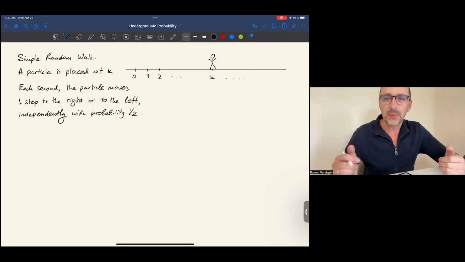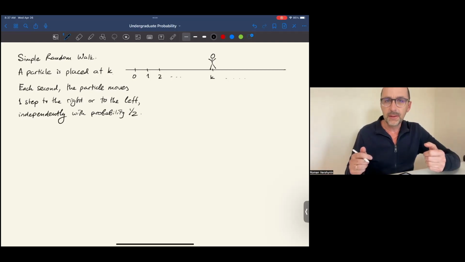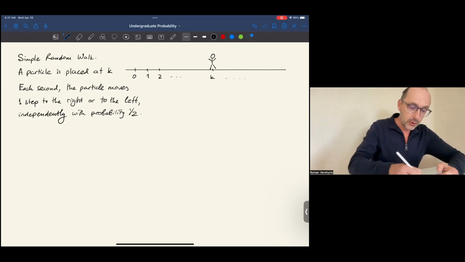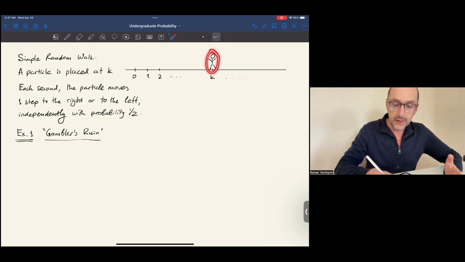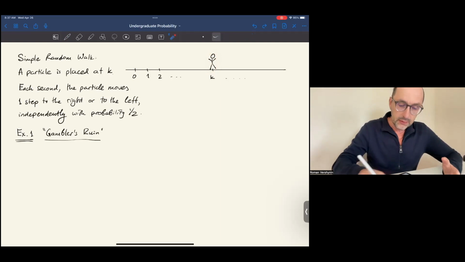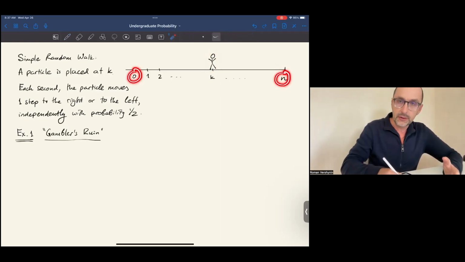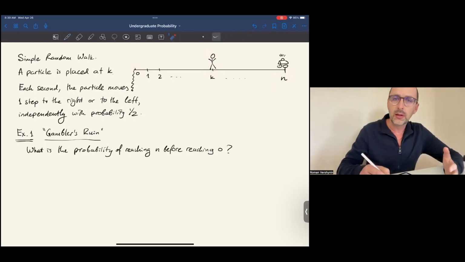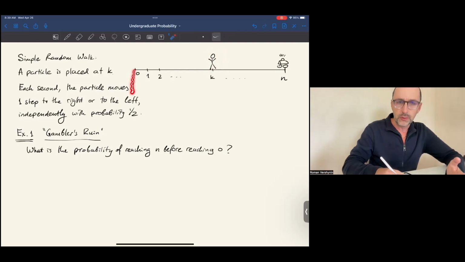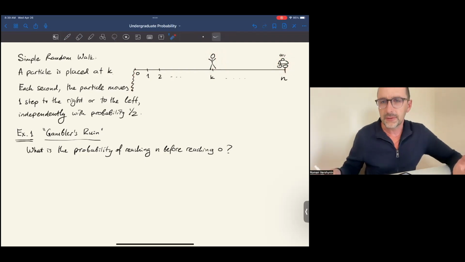A number of interesting problems can be asked about this model. We will consider a problem that's called the gambler's ruin. What's the probability that the particle that makes a random walk reaches some target location, n, before it reaches 0? We can imagine this being a suicidal person. If she reaches 0, she would fall down the cliff. And if she reaches n, she would be taken to safety by an ambulance. So what's the probability that that person will be saved?